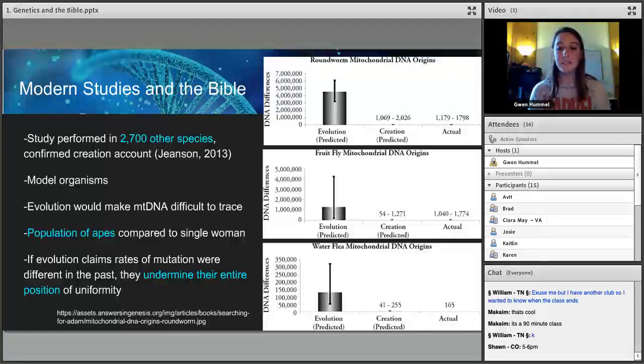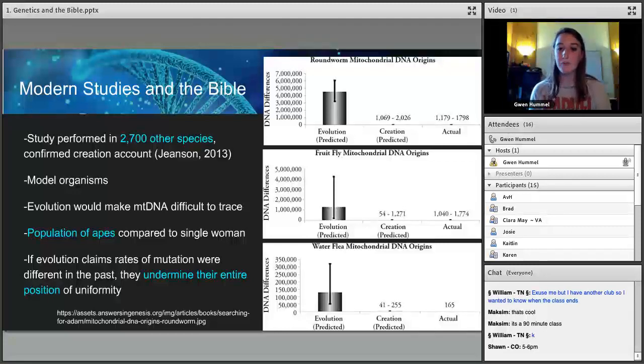Each species in this picture is actually a model organism that's bred at high rates. So you can see in the middle one, our fruit fly, Drosophila melanogaster, they actually breed 10 days after being born, which is crazy. So we also see that evolution would make mitochondrial DNA really difficult to trace.